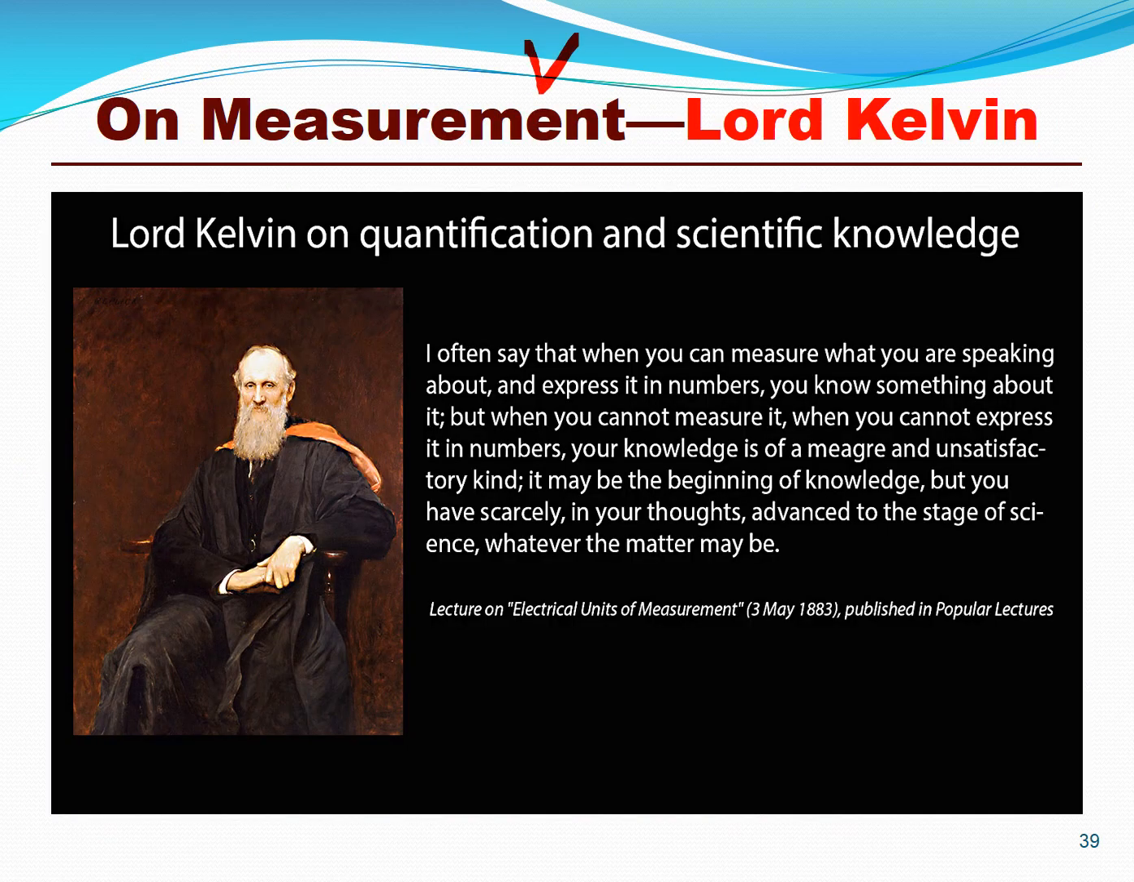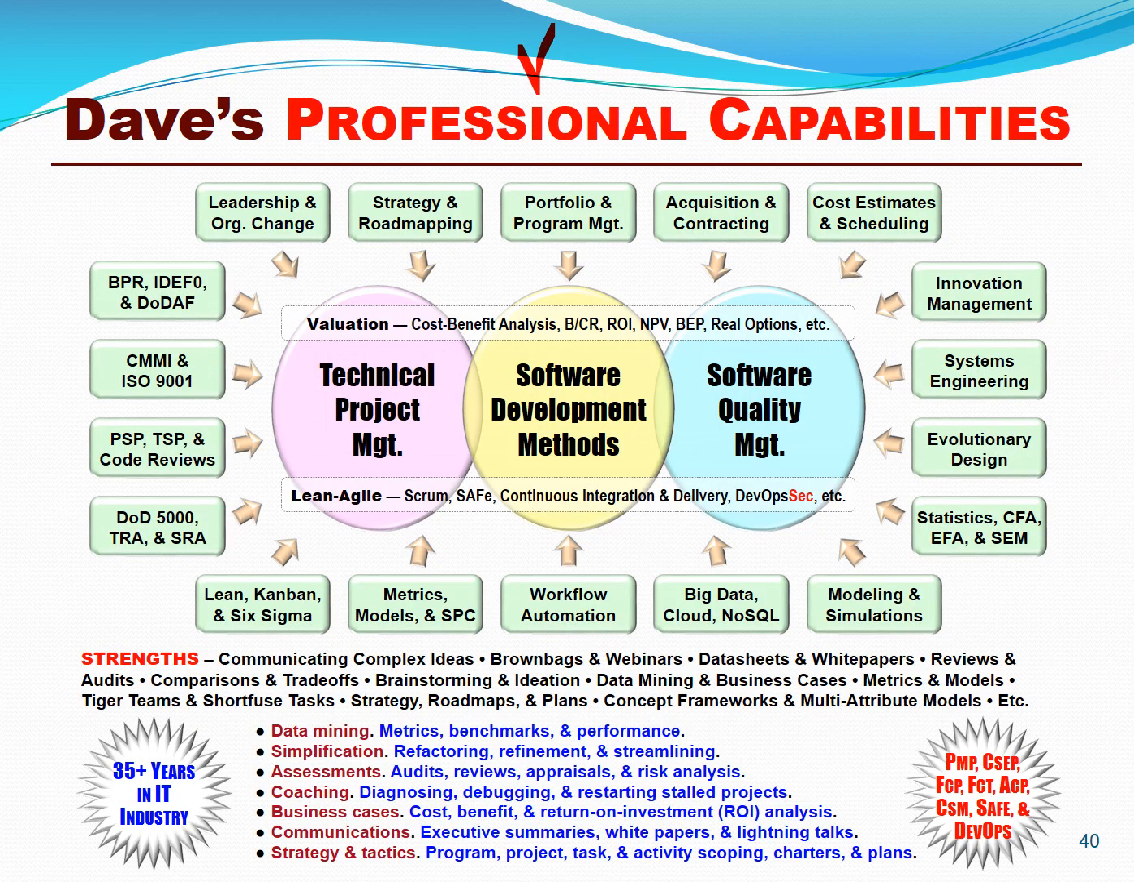So let's close with a quote by Lord Kelvin that he said that when you can measure what you are speaking about and express it in numbers, you know something about it. But when you cannot measure it or you cannot express it in numbers, your knowledge is of a meager and unsatisfactory kind.